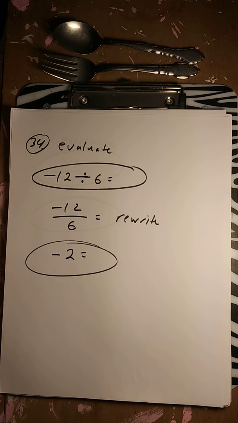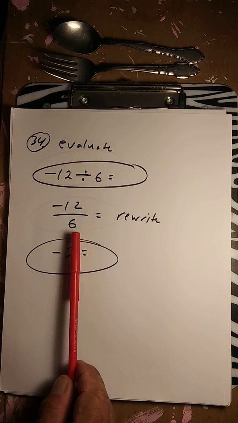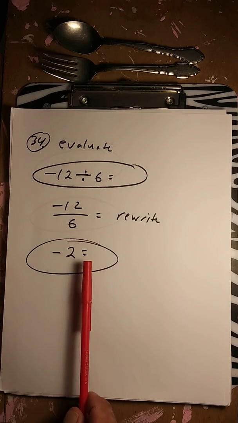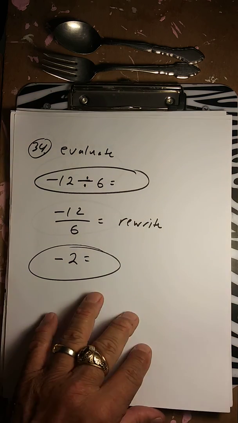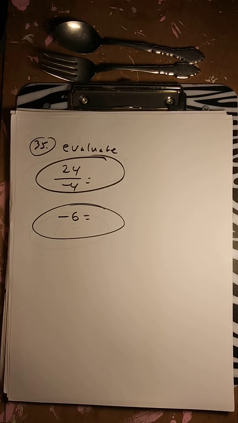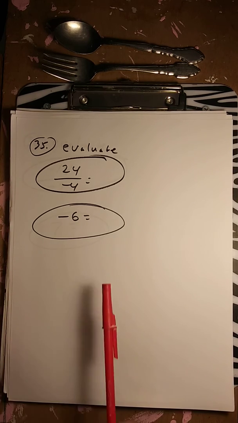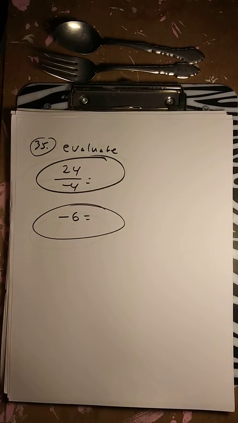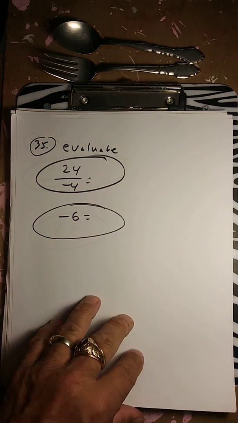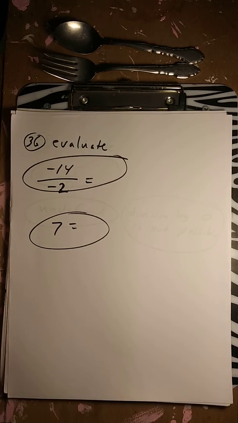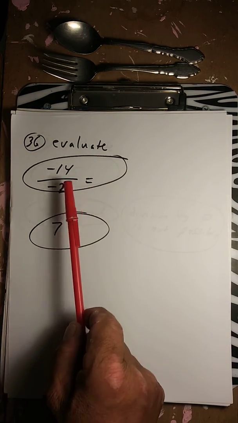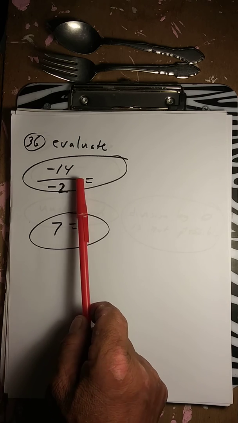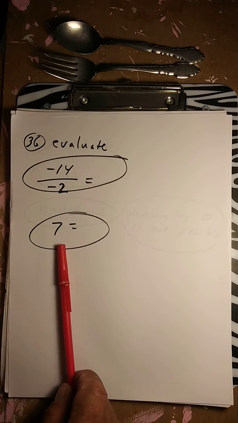Evaluate this. Negative 12 divided by 6. So what I'm going to do is rewrite it. Negative 12 over 6. A negative by a positive is a negative. Evaluate. 24 divided by negative 6. A positive by a negative is going to be a negative. The answer is going to be a negative 6. Evaluate this. A negative 14 divided by a negative 2. A negative divided by a negative is a positive 7.